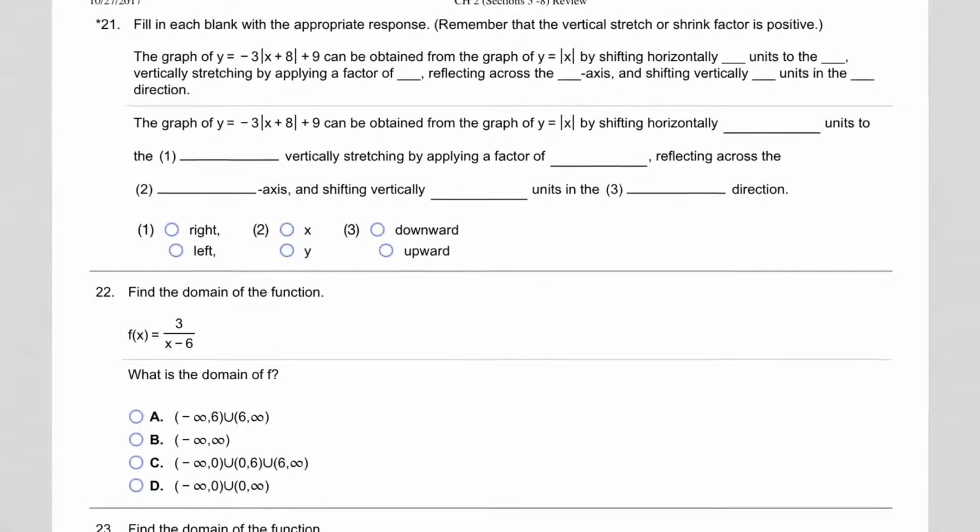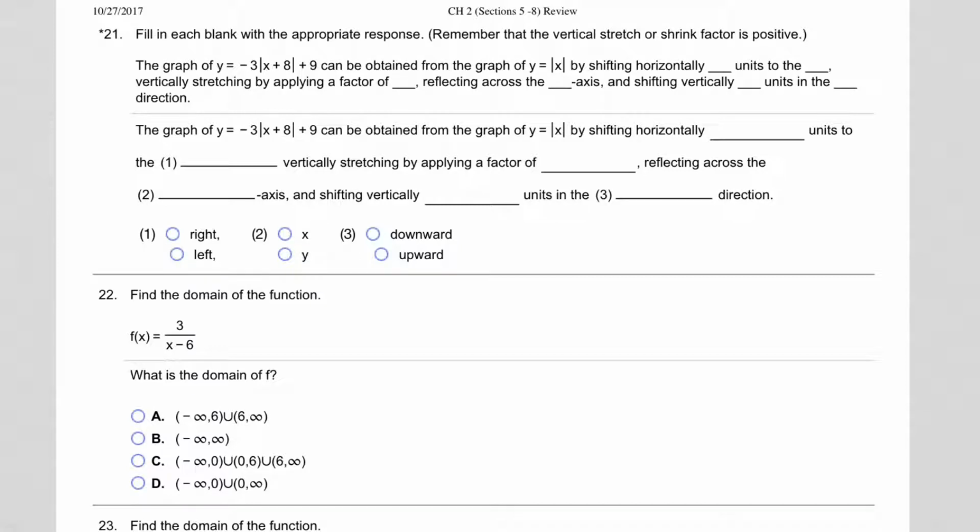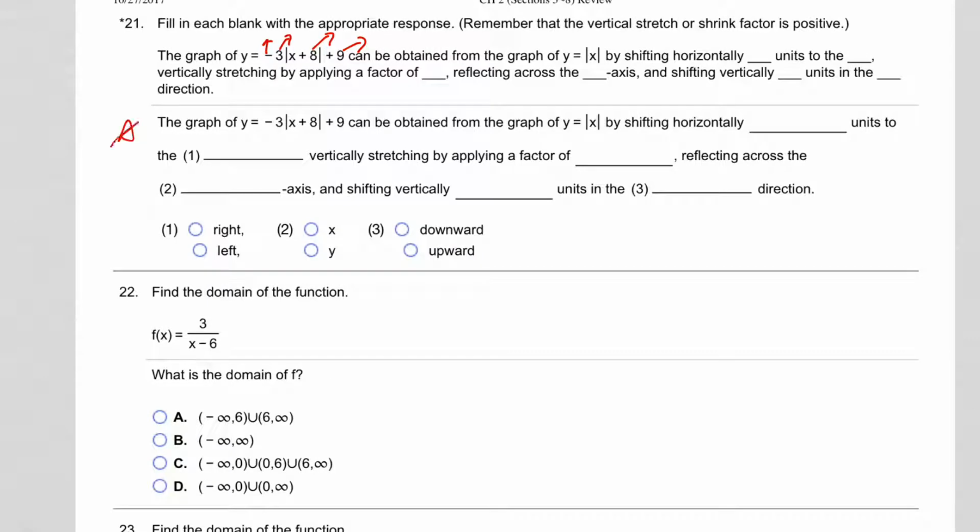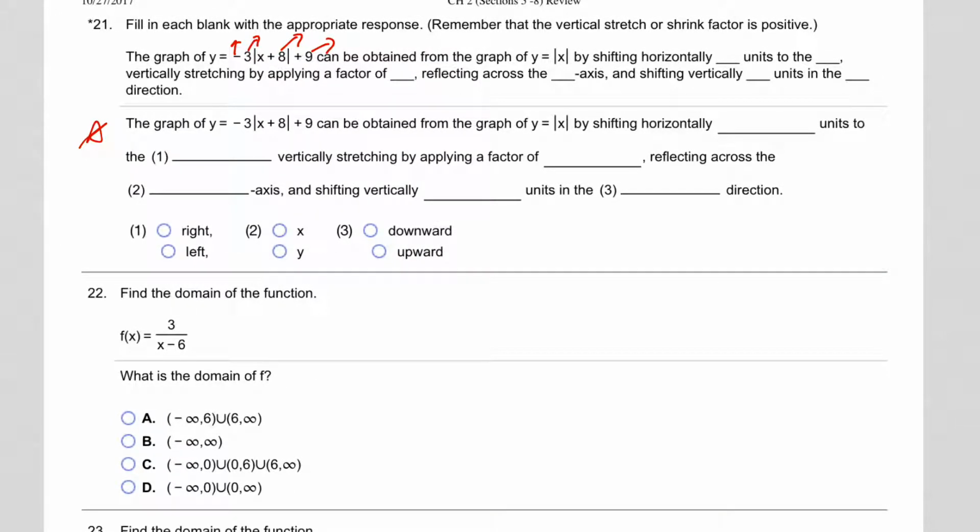So let's take a look at number 21. As you can see here, there's a lot of things going on here. There's this, there's that, and there's that. There's 4 things that we need to cover. So the graph can be obtained from the graph by shifting horizontally 8 units to the left because it's positive, vertically stretching by a factor of 3, reflecting across the x-axis, and shifting vertically 9 units in the upward direction.